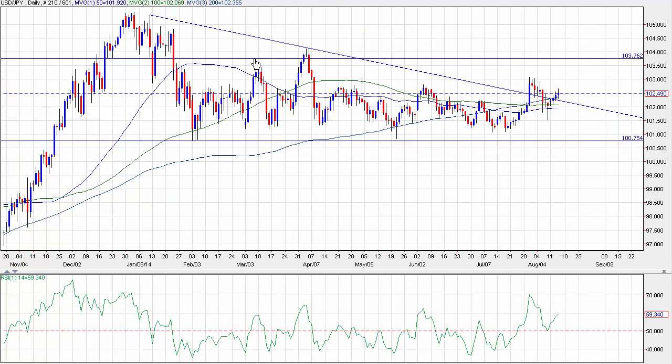the 103.75 to 104 highs from what is this, March and April in sight.